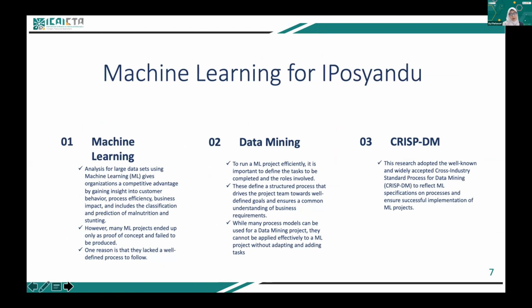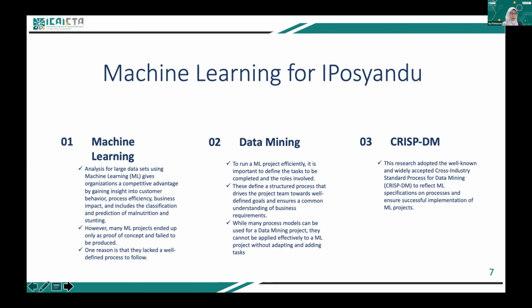But we have faced the problem, as we know, many machine learning projects end up only as a proof of concept and fail to be produced. This is the fact about our machine learning project. One of the reasons is the lack of a well-defined process to follow. So in my opinion, as I wrote in my research, we have to take care from the earlier phase of machine learning production.